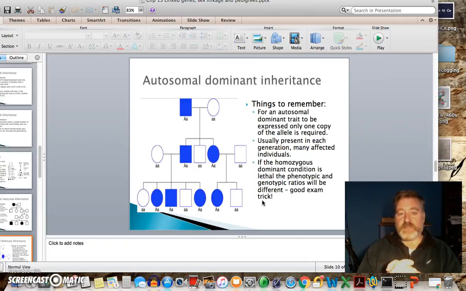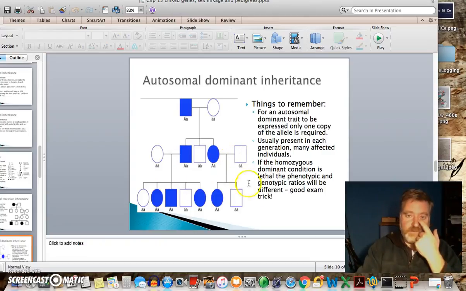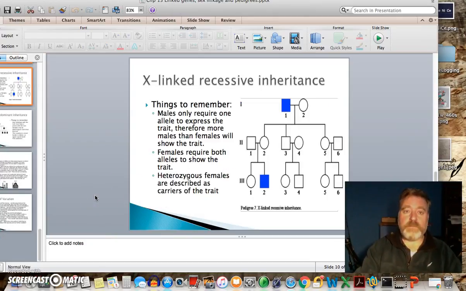A really good exam trick to play on you is the lethal gene, where in this case big A dies without being born. So the homozygous dominant doesn't exist. So your genotype ratio is now 0 to 2 to 1, and your phenotype ratio is 2 to 1, and you're expecting 3 to 1. So it's just a little bit of data that throws you out. That's a good little trick to try and muck this up.